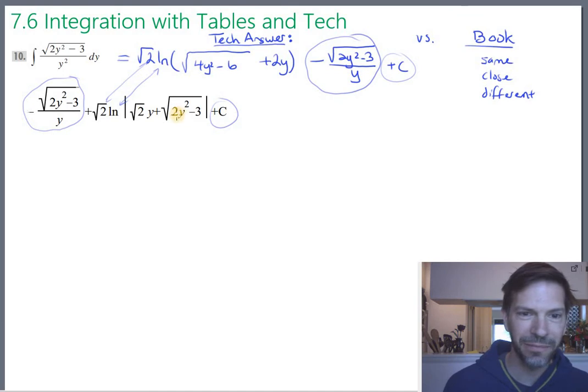This is like 2y squared minus 3, and this is 4y squared minus 6. There's an extra 2. Or actually an extra, since it's inside the square root, an extra square root of 2. And there's an extra square root of 2 in this as well. Square root of 2 times this square root of 2 would make it a 2. So it looks like they factored out a square root of 2 from the tech answer versus the book answer. And you know, with multiplication inside natural log, you can break that apart into separate natural logs. One of them will just be natural log of square root of 2, which can get absorbed into this plus c. They really are equivalent to each other.